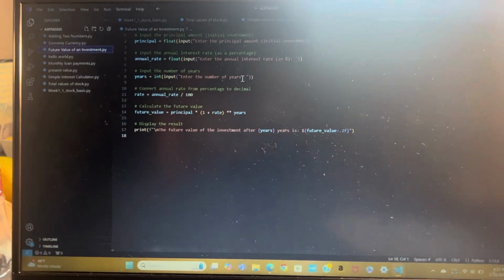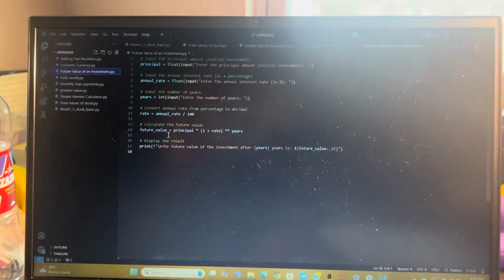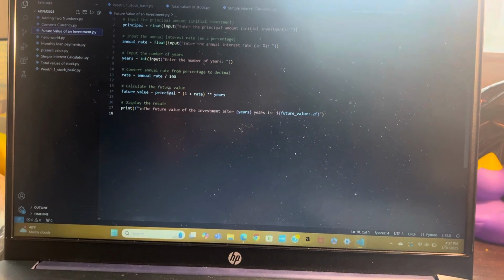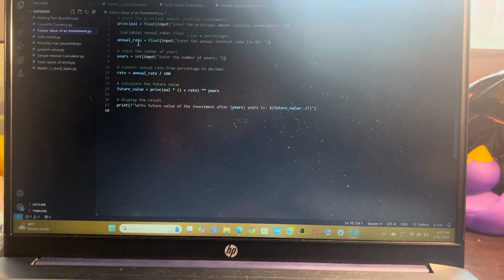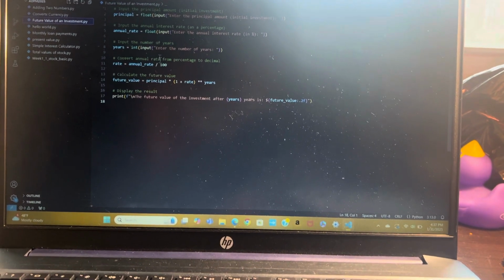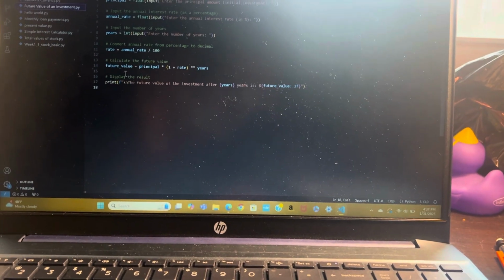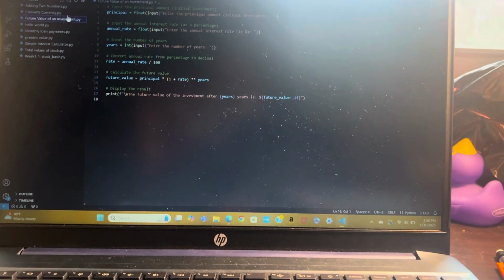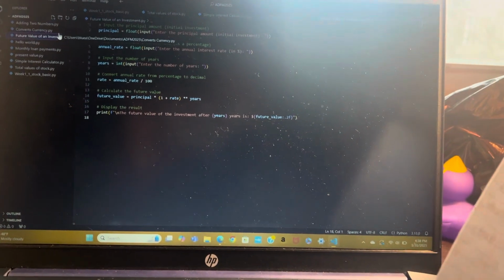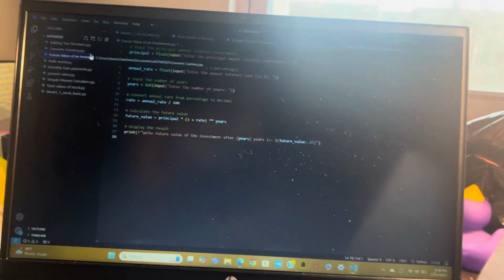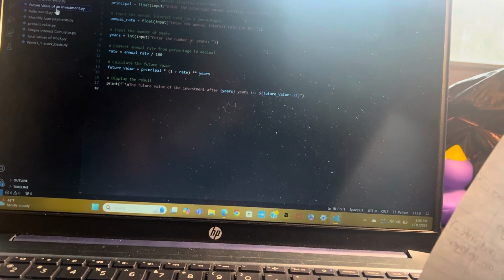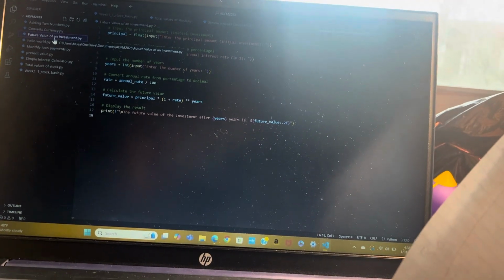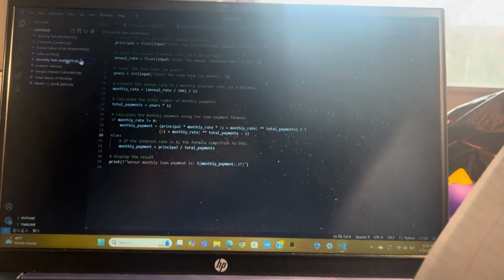Then line 8 is where that calculation happens, where you multiply what you stored as the principal times 1 plus what you stored as the rate times what you stored as the years. And then line 10 just prints out the value that was calculated in line 8. Then the last one is monthly loan payments.